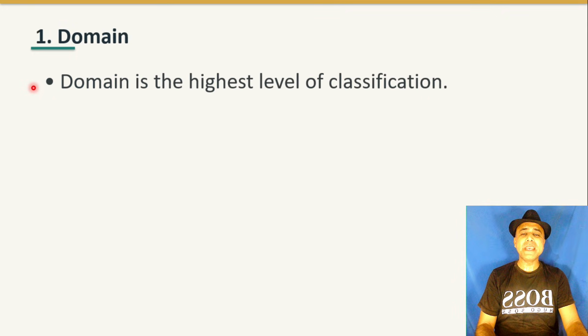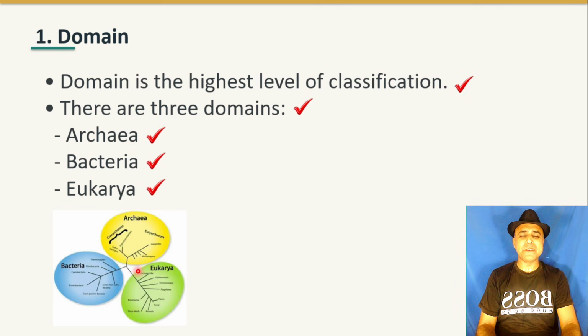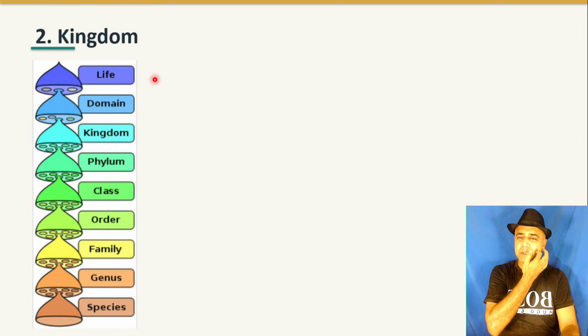Domain is the highest level of classification. There are 3 domains: archaea, bacteria, eukarya. These are the 3 domains of the 3-domain system.